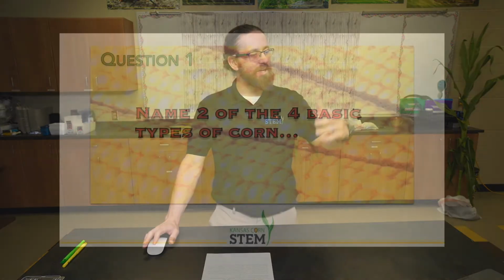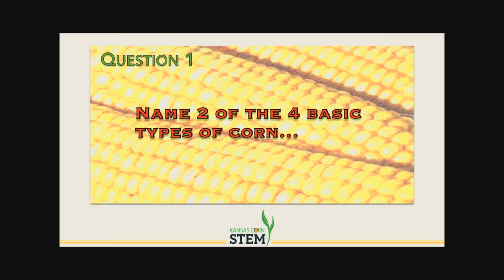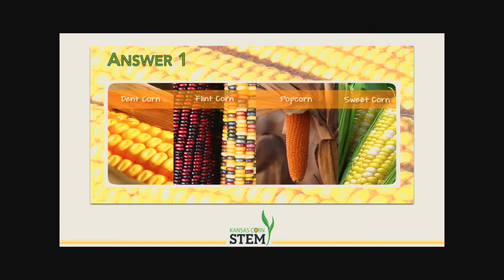How much do your kids really know about corn? Plus, it's a quick 6 questions, pretty fun to go through. Let's go ahead and begin. Like I said, there is a Kahoot for that. Question number 1: name 2 of the 4 basic types of corn. The answer is dent corn, flint, popcorn, and sweet corn. So any 2 of those would be good.